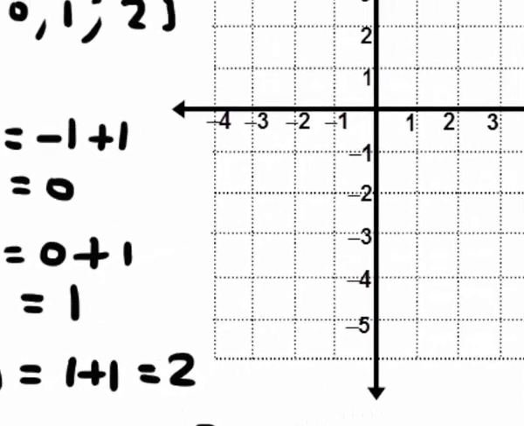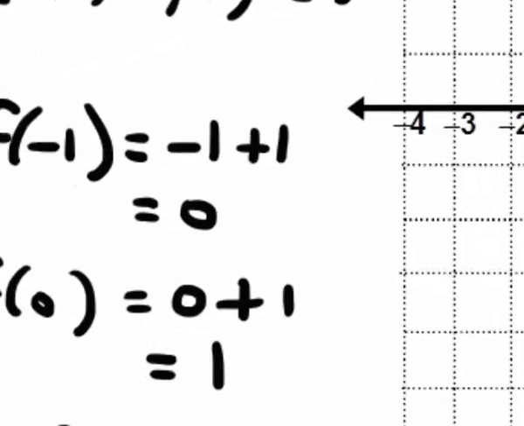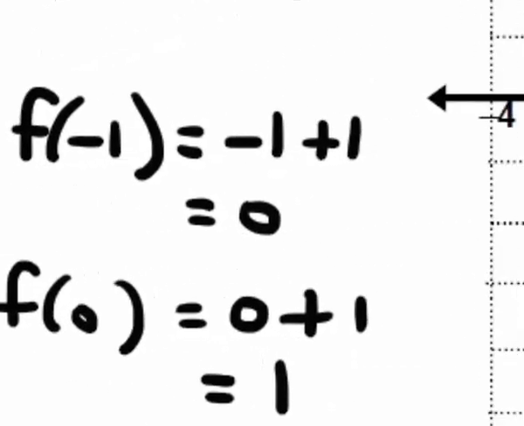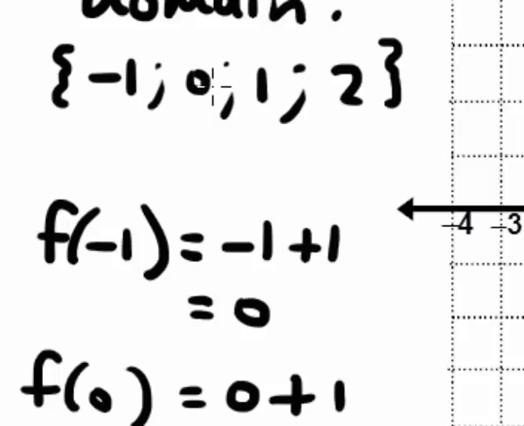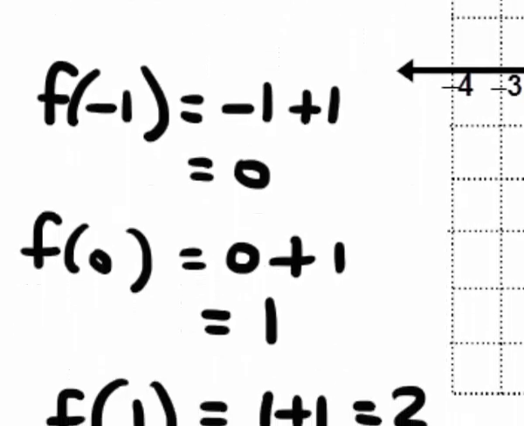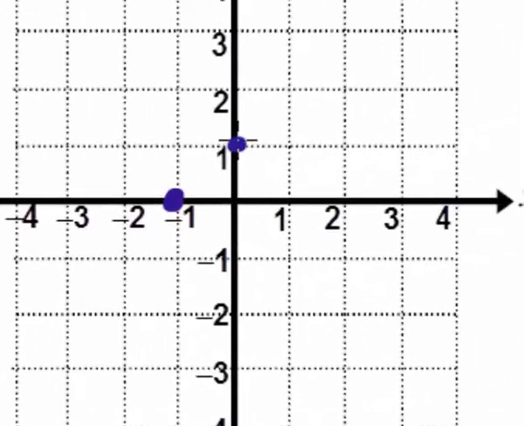And what we could do is represent these points on the number plane. For example, if x is negative 1, what was the corresponding y? 0. So it was minus 1. Here we go, minus 1, 0 is there. Okay, then if x is 0, what was the corresponding y? 1. If x is 0, y is 1. So start at 0, go up to 1.